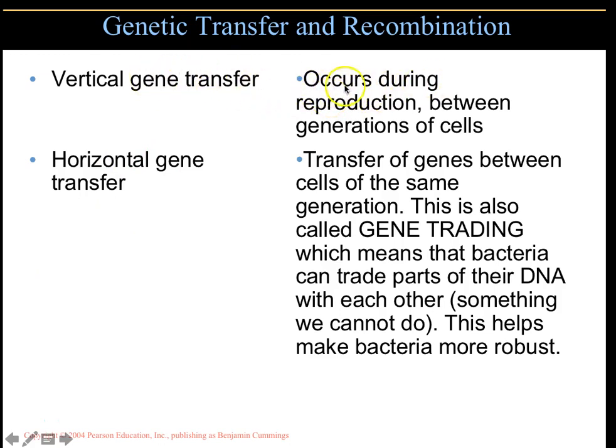It says vertical gene transfer occurs during reproduction between generations of cells. Okay, so when you have vertical, it's up and down. And what they're trying to say is if you have a bacteria that doubles its size and does binary fission, and it gives rise to two new daughter cells that get big and fat and divide and do binary fission, and now you've got 4 bacterial cells, and those 4 cells divide in half, and now you have 8 bacterial cells.